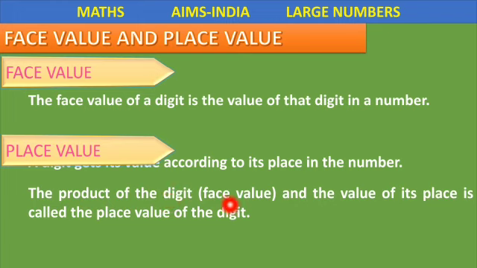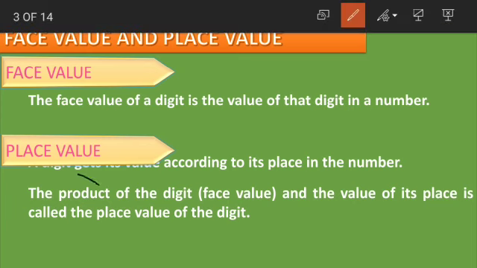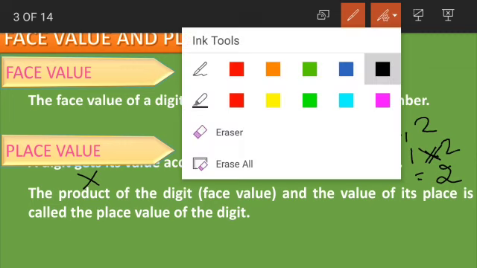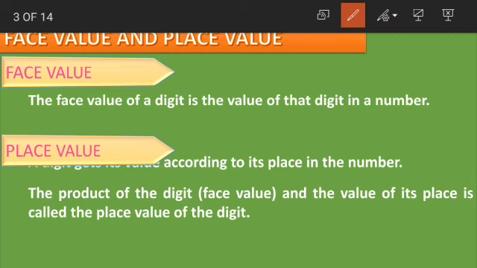The product of the digit. What does product mean? Product means the answer we get after multiplying. When I say the product of 1 and 2, what I mean is 1 into 2. 1 multiplied by 2 is equal to 2, right? So the product means the answer we get after multiplication. The product of the digit, that is the face value, and the value of its place.